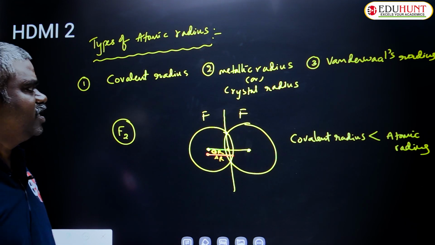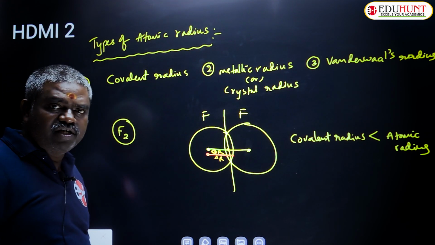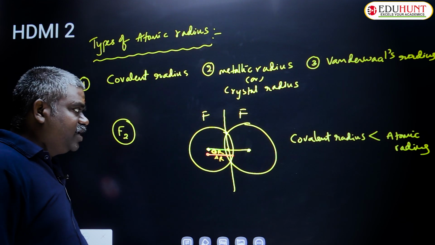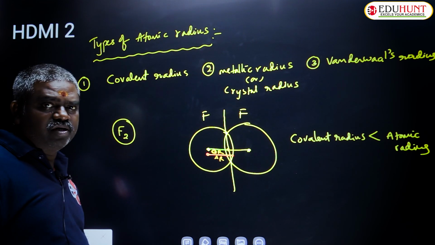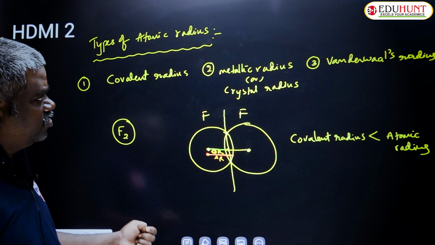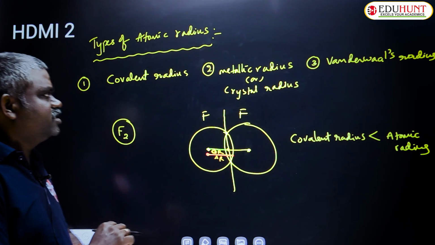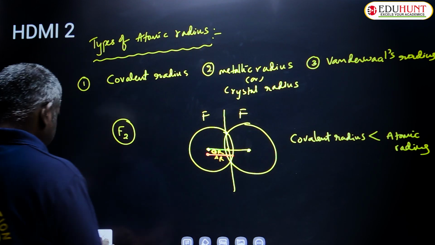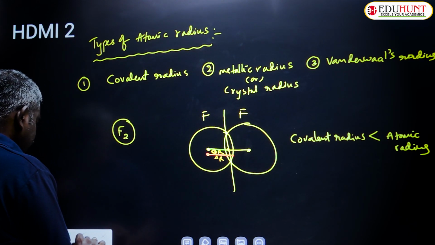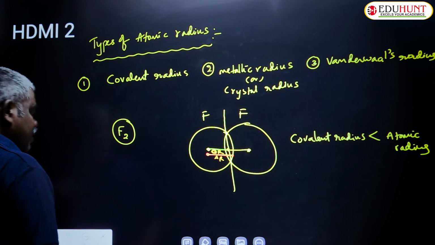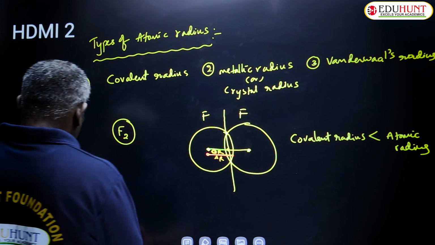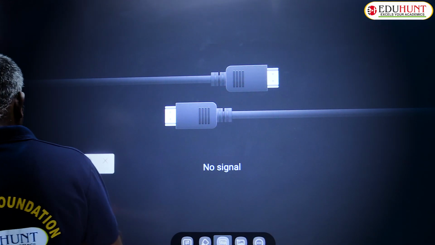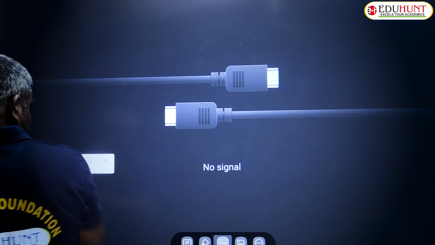So, what does covalent radius mean? It is half of the distance between the centers of the two nuclei which are bound by a covalent bond. It is known as covalent radius. So covalent radius is completed. Now the second one is metallic radius. Covalent radius is completed, now about metallic radius.